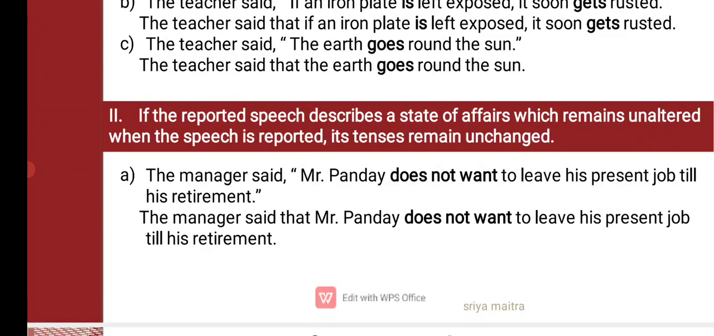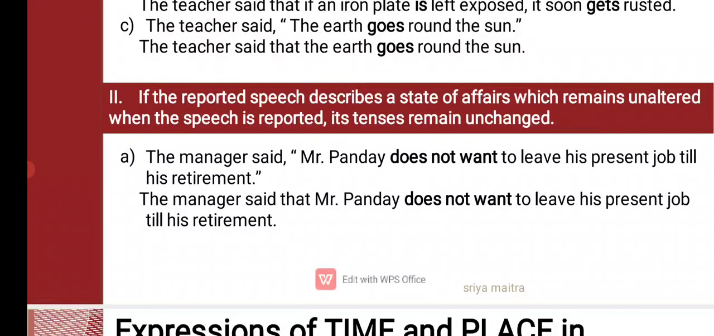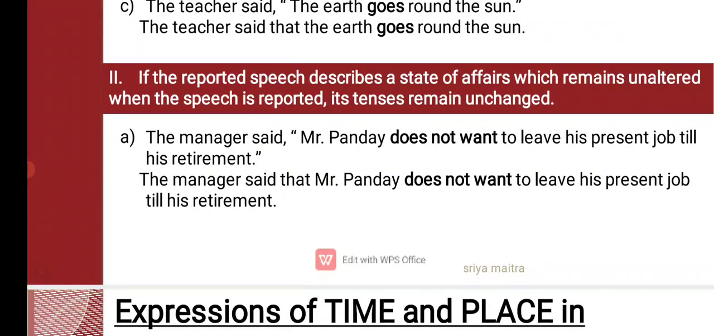If the reported speech describes a state of affairs which remains unaltered when the speech is reported, its tense remains unchanged. For example, the manager said Mr. Pandit does not want to leave his present job till his retirement. So in a simple way, this also highlights a routine or a long term action, right? So that is why there will be no changes, because it describes a state of affairs which will remain unaltered, unchanged, right? For example, they will never understand, they will never improve. So this is also a type where you will not make any changes in the tense.